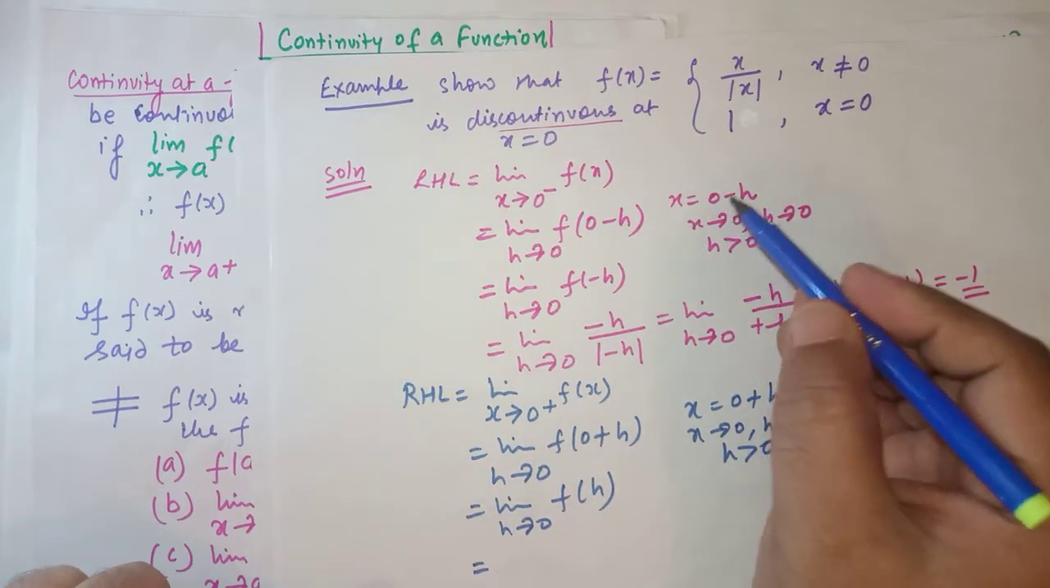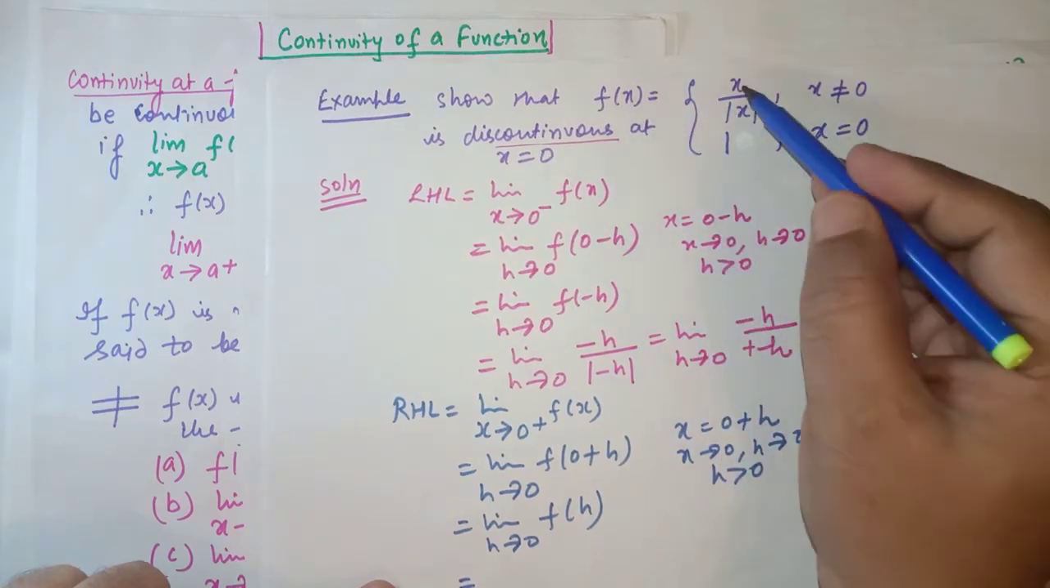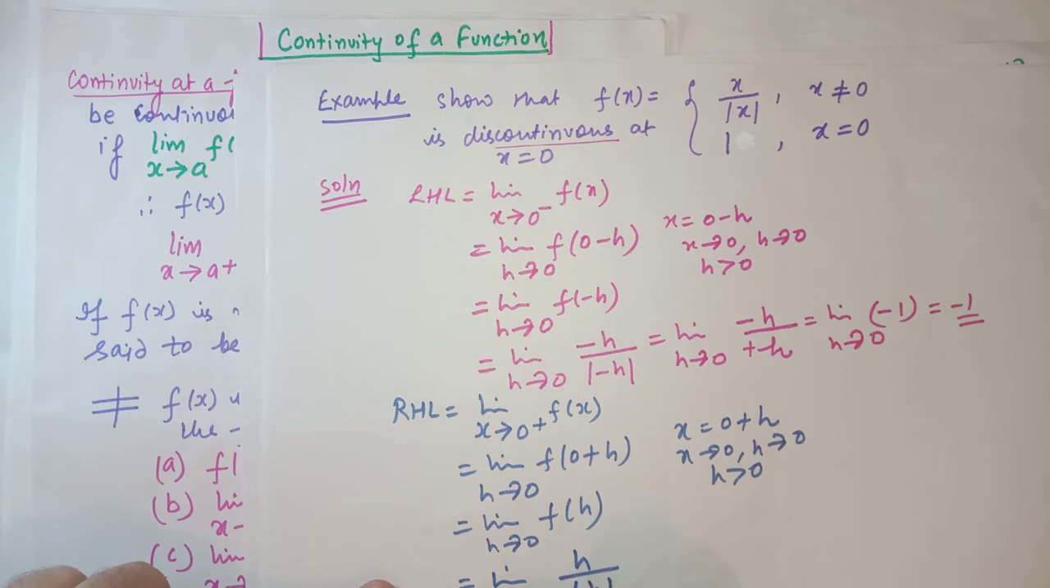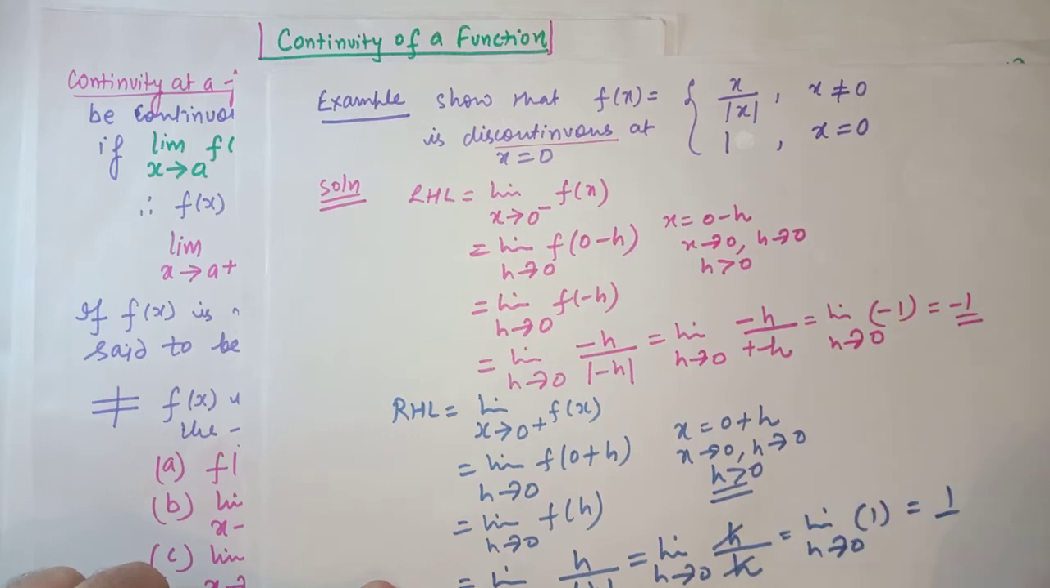Now again we'll utilize this function here, because f(x) is defined as x over mod x for x not equal to 0. So this is limit h tends to 0, f of h is h over mod of h. So this is limit h tends to 0, h over h. Mod of h is h, because h is a positive quantity. So h gets cancelled. We are left with 1. So this is equal to 1.